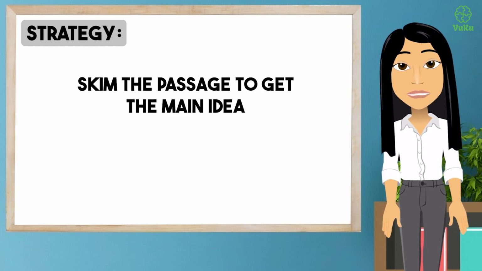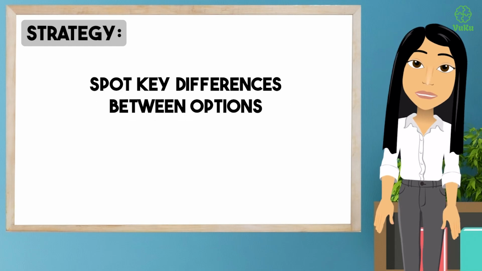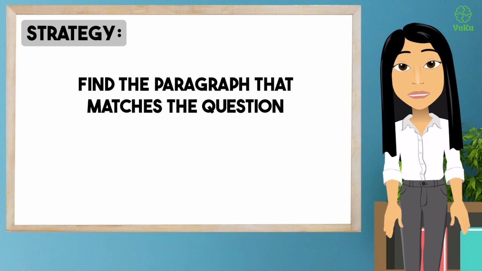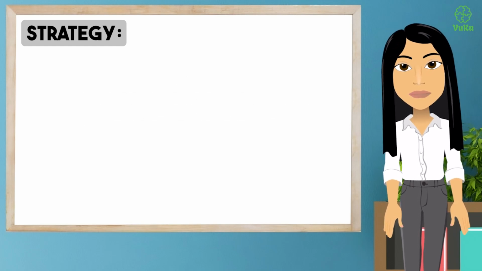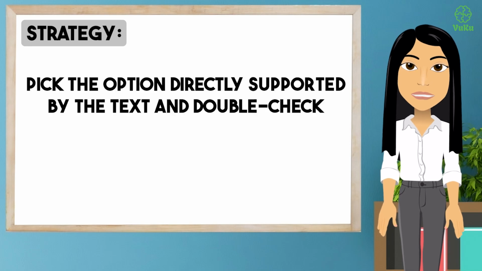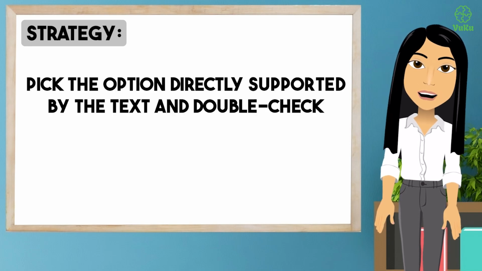Skim the passage to get the main idea. Spot key differences between options. Find the paragraph that matches the question. Look for synonyms or paraphrase in the text. Cross off clearly wrong options. Pick the option directly supported by the text and double-check.